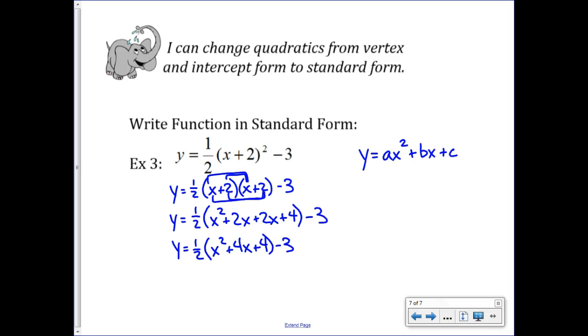And I'm going to take that 1/2 and distribute it out. So I get y equals 1/2 x squared. Now it's a plus 2x. Now it's plus 2 minus 3. So positive 2 minus 3. So 1/2 x squared plus 2x, now I'm at a minus 1. There's my answer in standard form.